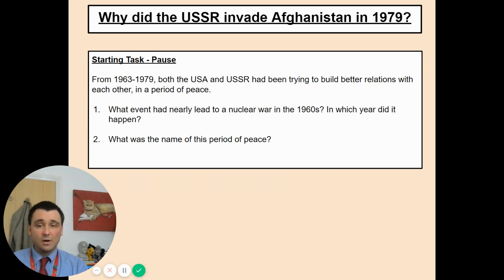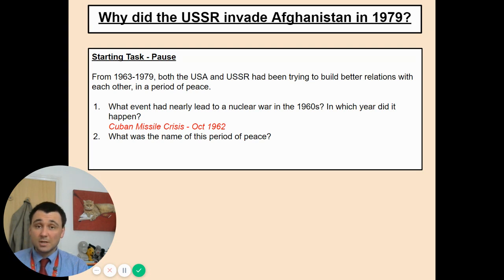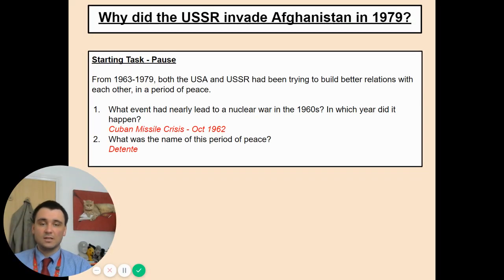So hopefully you worked out that the Cuban Missile Crisis in October 1962 had nearly led to this nuclear war, and it made both sides realise they had to work harder for peace. And hopefully you remembered this period of peace was given the name détente. So let's move on with this lesson then.